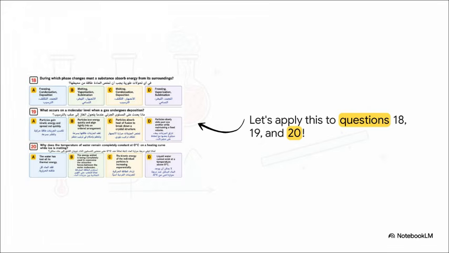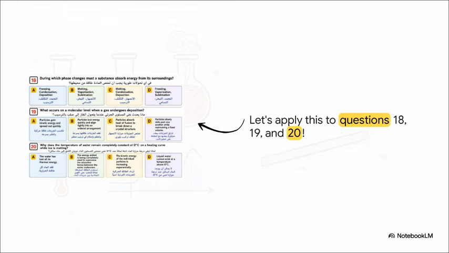All right, let's actually apply these definitions to your test questions. Let's look at question 18. During which phase changes must a substance absorb energy? Well, think about it. To force a solid to melt into a liquid, or a liquid to vaporize into a gas, you have to add heat, right? You're literally forcing the particles apart. So melting, vaporization, and sublimation all absorb energy. That makes B our clear answer.